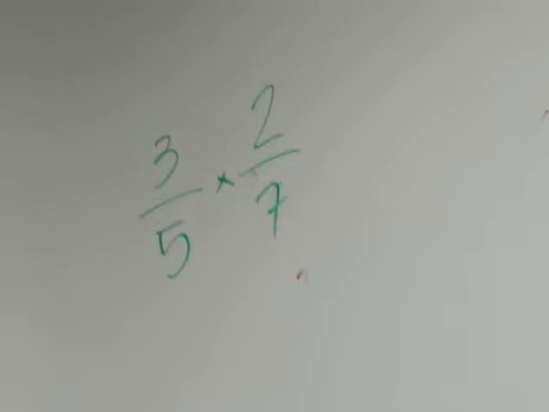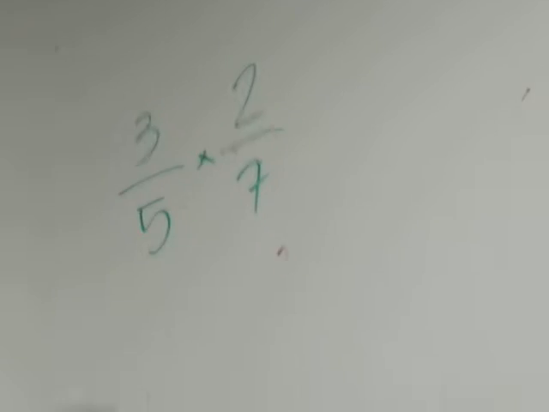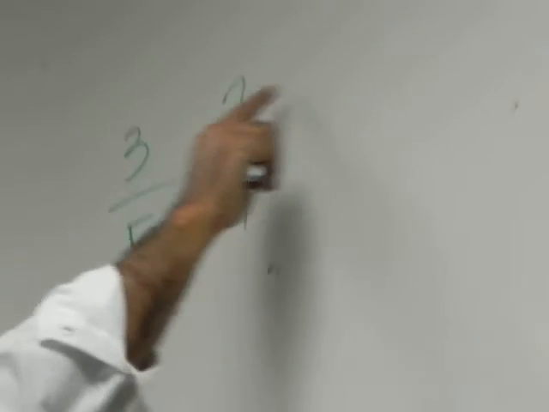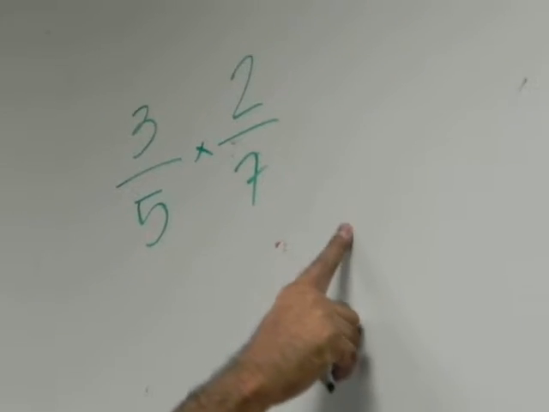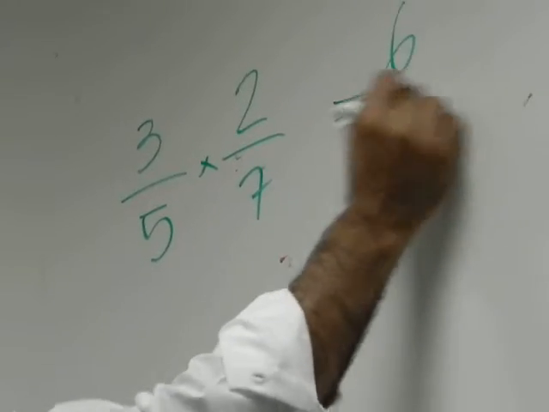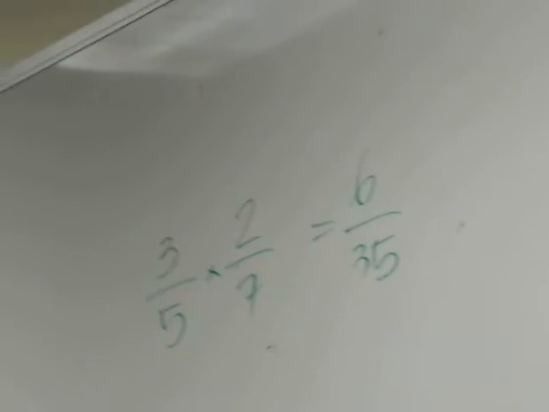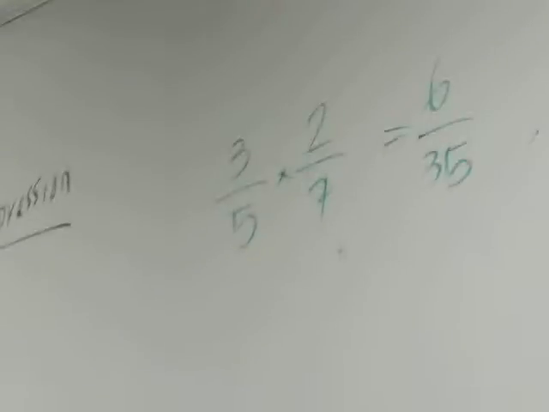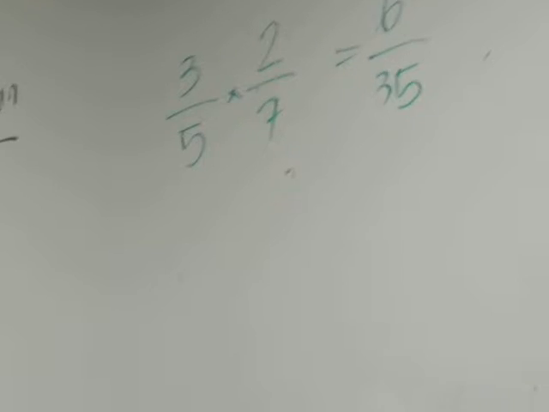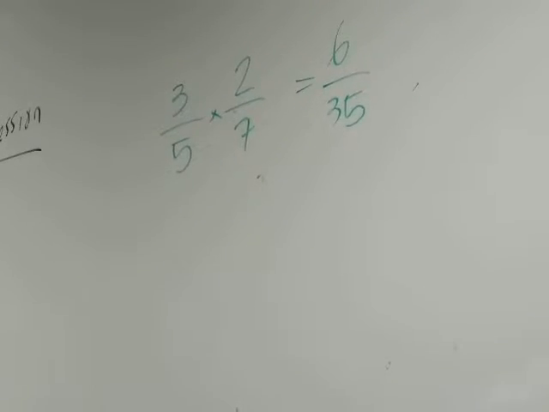So we learned in chapter 1 that if you're multiplying two fractions, we just multiply the numerator across and multiply the denominator across, right? So 3 times 2 is 6, 5 times 7 is 35. Can you reduce it? No. And that would be the answer, right? So we're using the same approach as we start dealing with multiplying rational expressions.